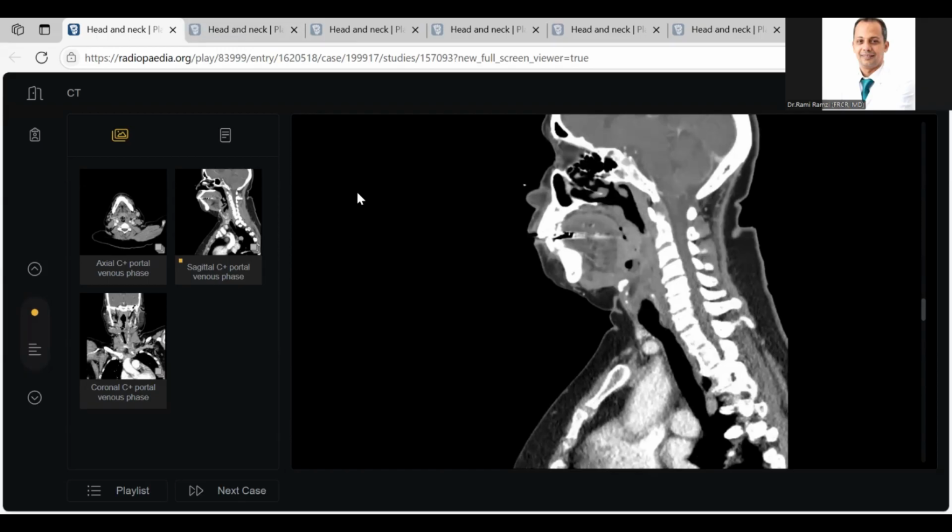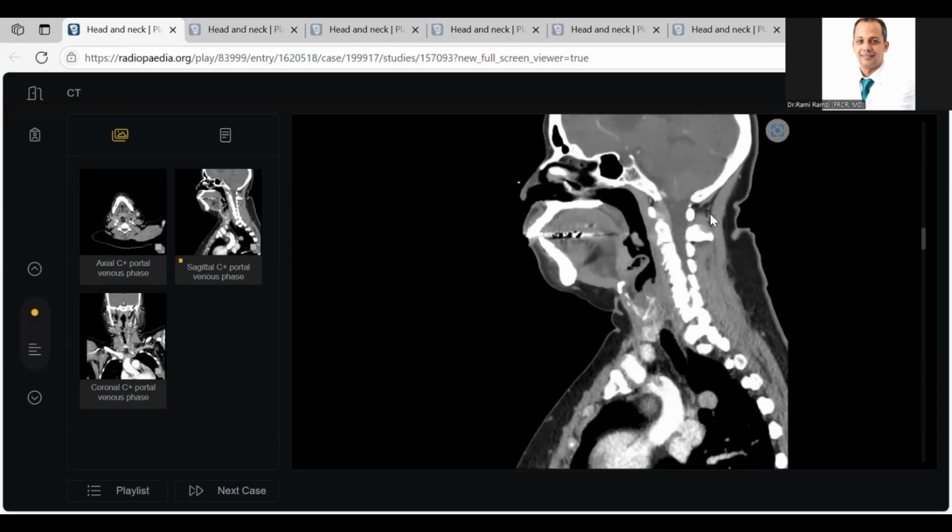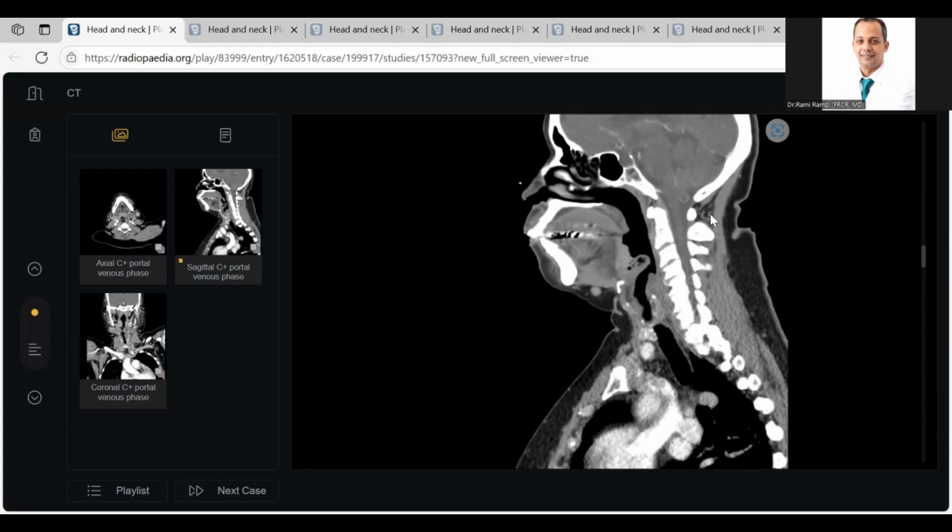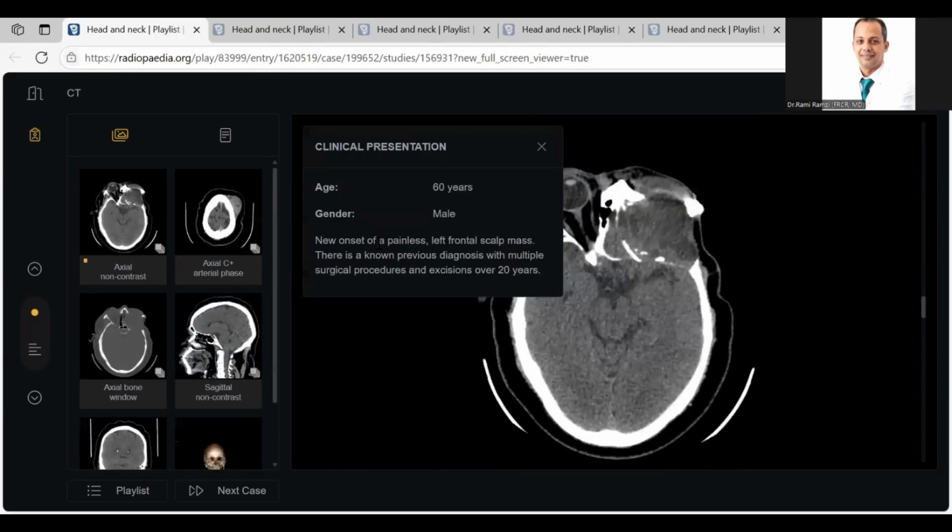Thank you, doctor, so much. You did very well. We should also search for extension inferiorly or to the mediastinum, but this is limited here. Second, next candidate.